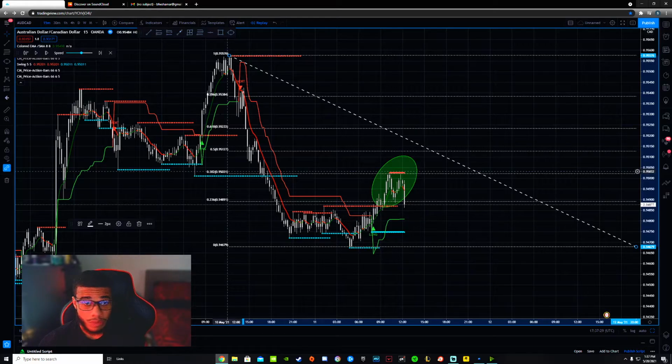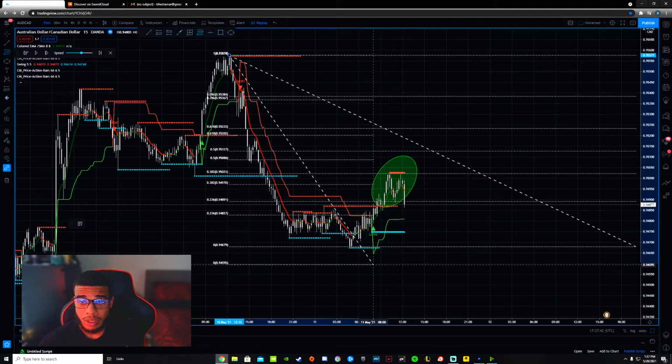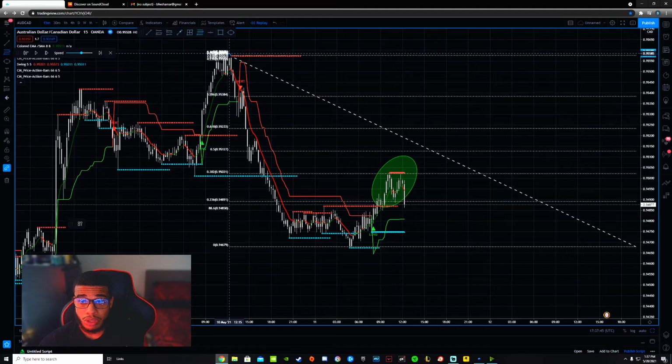So Fibonacci retracement, if you want to find it, it's in this little category right here. Like I said, if it's going down, you want to mark your high first, then your low. If it's going up, then you want to mark your low first and then go up. So that's basically all of this for the Fibonacci retracement.